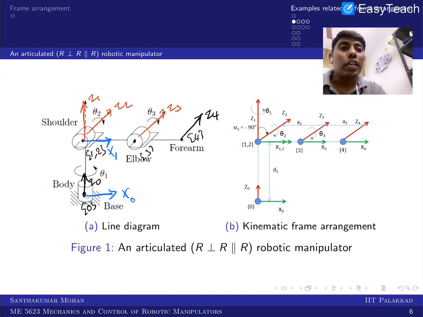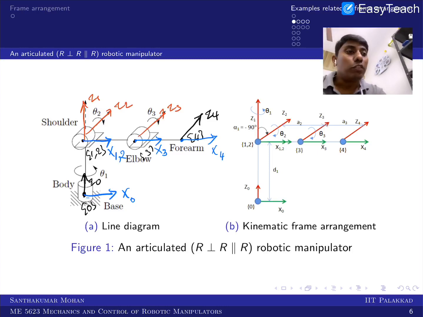Z2 and z3 are parallel, so I am taking the same direction as x1 for x2. Z3 and z4 are also parallel, so I am taking the same direction as x3. Since z4 is parallel to z3 and there is no progressing, I am just taking it for convenience, so x0 and x4 are parallel. You can see here that z0 and z4 are different, but x0 and x4 are parallel, and this is the way we have done it. So now coming to the DH parameters.